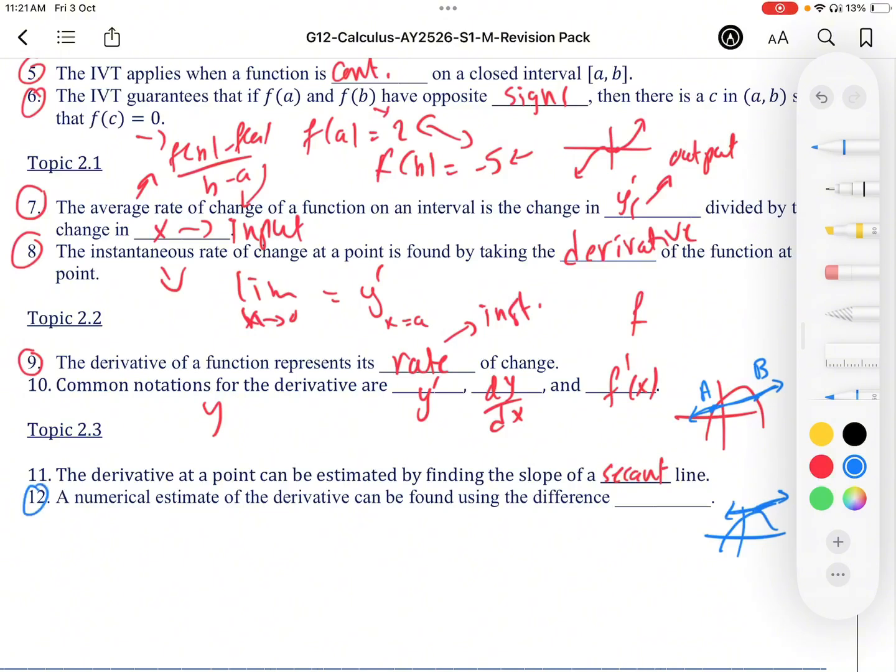Number 12, a numerical estimate of the derivative can be found using the difference quotient. What does it mean, the difference quotient? F of x plus h minus f of x divided by h, as the limit as h approaches 0. This is called the difference quotient.